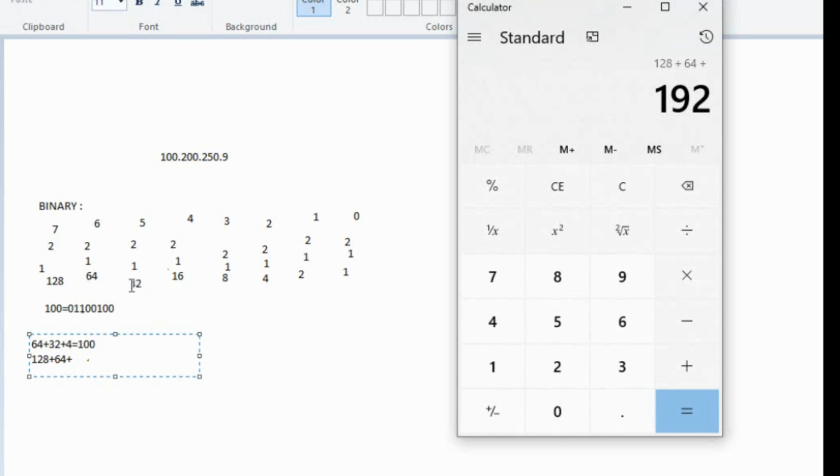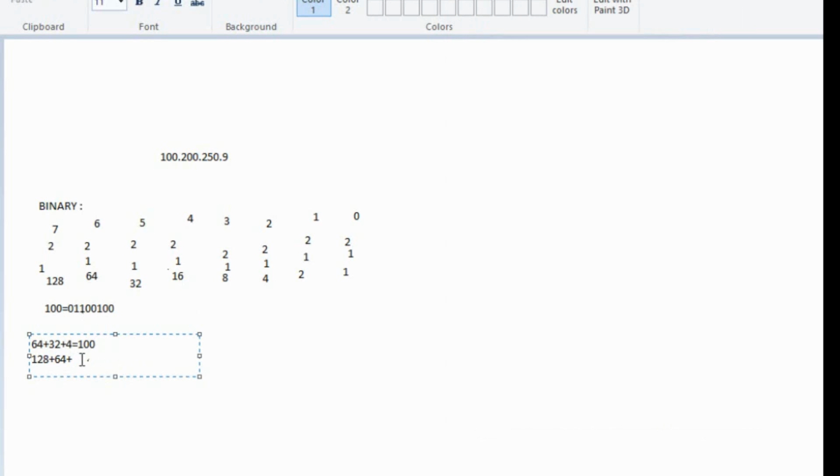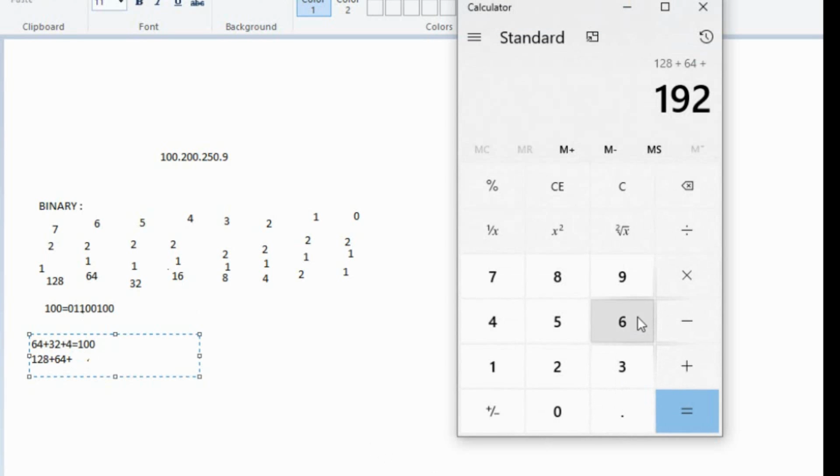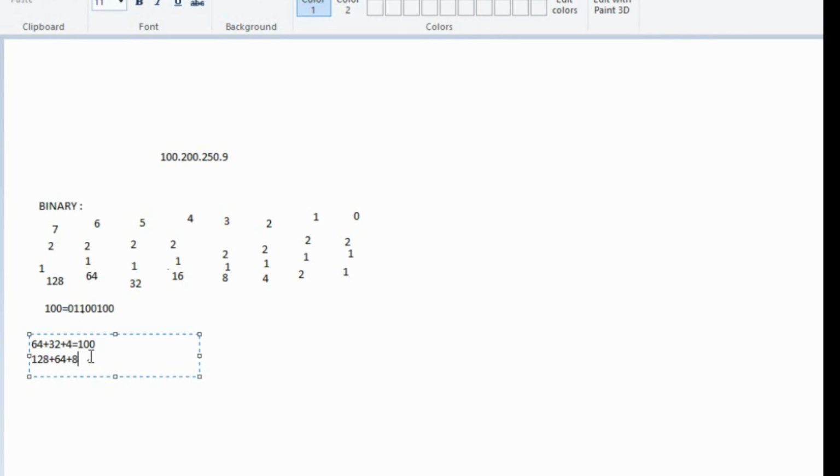So the next one is 32. If we add 32, it will exceed 200, but we don't want that, so we put 0 for this value. 16 is not going to work, and 8, yes, we need 8 because 8 added to 192 gives 200. So guys, as you can see, I'm putting digit 8 equal to 200.